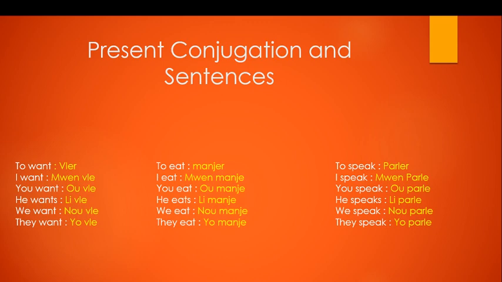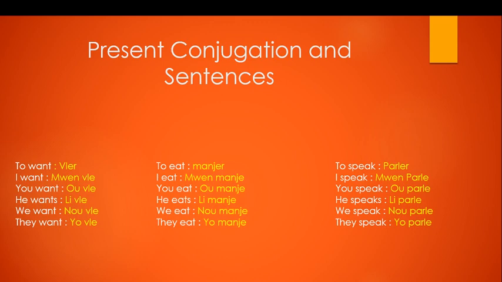What about we want? Nous vle. They want, yo vle. Just as a reminder, we looked at I is moi, you is ou, he, she, or it is li, we is nous, they is yo.